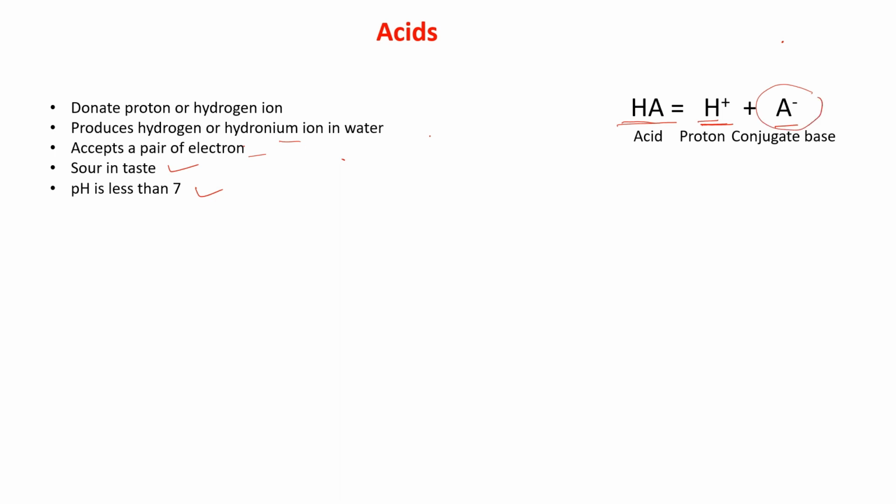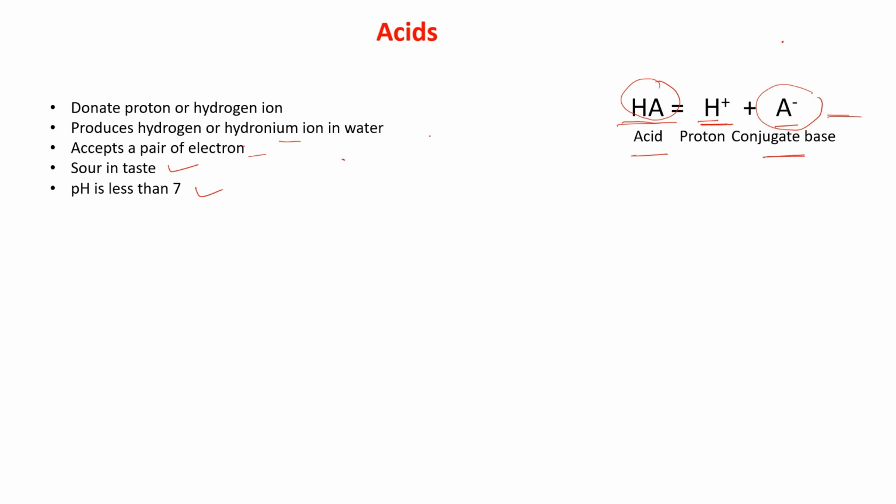So what are bases? Bases are the substances that accept proton. Acids are the substances that donate proton. Bases are the substances that accept proton. So here A minus is the base which is formed from this acid after it donated its proton. So this base is known as conjugate base. This is a conjugate base of this particular acid.